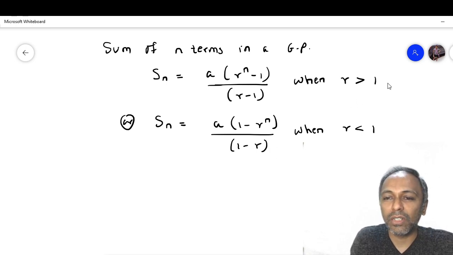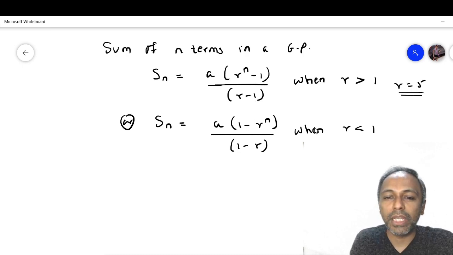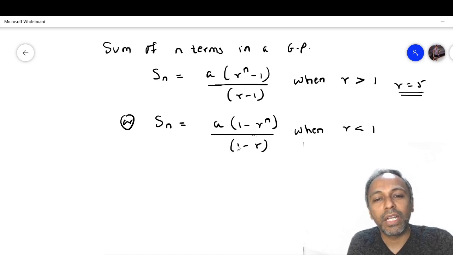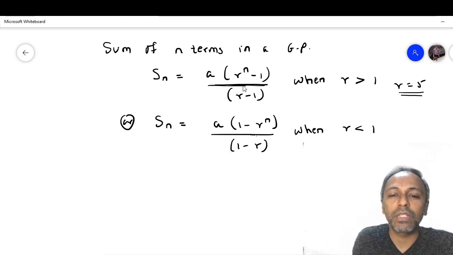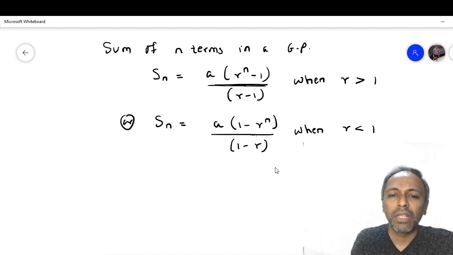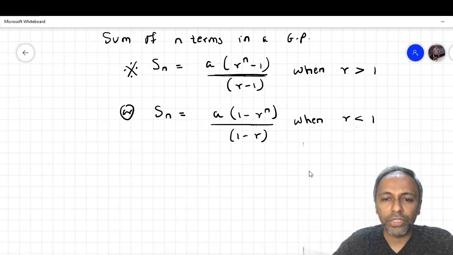Suppose a student has a question containing r equal to 5. Then we advise him to use this formula so that the numerator and denominator will both look positive. But suppose a child, when r is equal to 5, applies the other formula, then a negative value will appear in the numerator and a negative value in the denominator. Negative will cancel out, and the result will be the same. So don't take a lot of stress in memorizing the formula. You can learn any one way. Let us say we always, even if r is less than 1 or greater than 1, decide to use only one form, right? Let's take a question to solve.